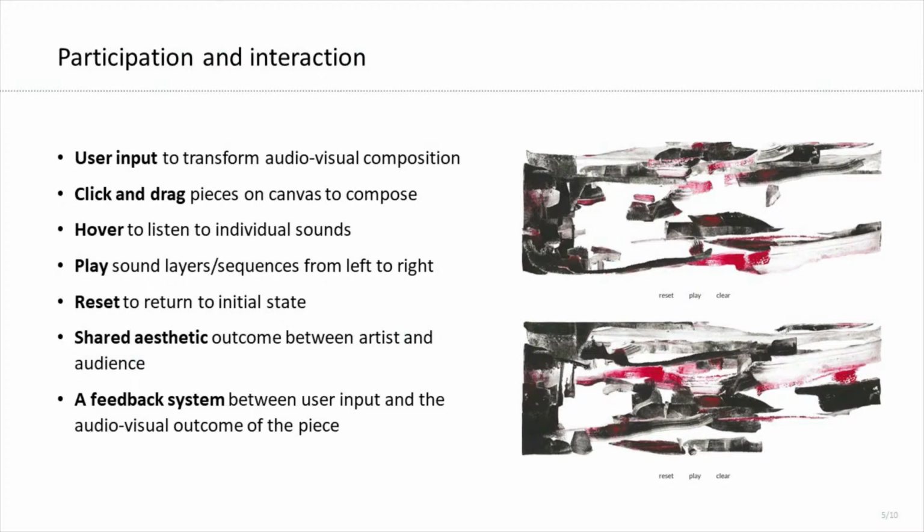Users can hover their mouse over each piece to listen to its individual sound. The sonic and visual landscape can be played back, reset, erased, and recreated according to the user's own aesthetic decisions. Web Canvas shifts the aesthetic power over the outcome between artist and audience. The multidimensional mode of this practice supports the idea of how changing one element will affect the whole.